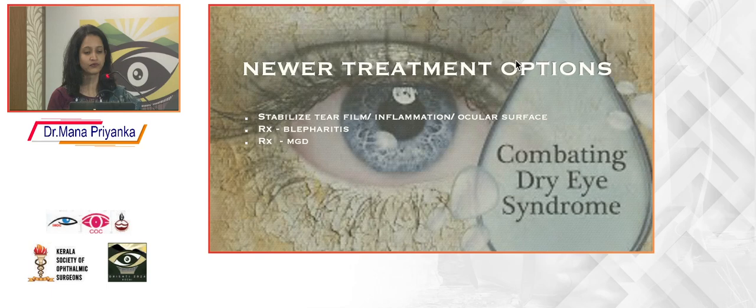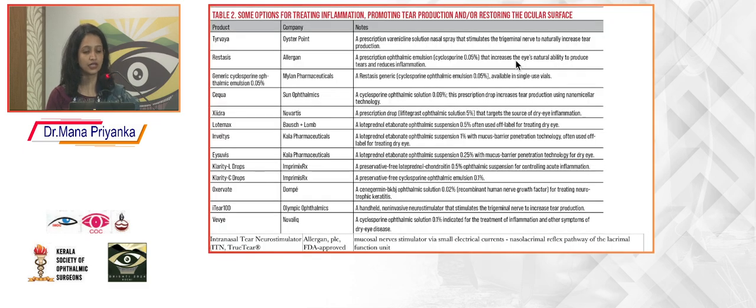So the newer treatment options, we'll discuss in three categories. First one is to stabilize the tear film. Second is to control the inflammation and heal the ocular surface. There are certain ways where we can treat the blepharitis and to treat the MGD. The list is extensive, but I'll be discussing a few, and those which are FDA approved.